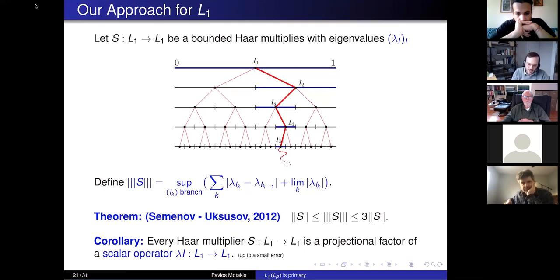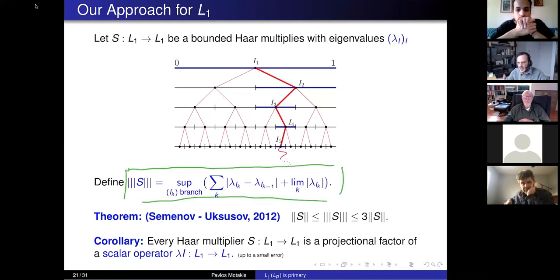And I won't write down the proof, but I will tell you a few things of how it works. By using this formula, the formula of Semenov and Uksusov about the norm of Haar multipliers, what it basically tells you is that if you have bounded variation, it basically means that the values are very rigid, they're very close to each other. There's not a lot of variation. So what this shows is that you can actually find a big fat triangle.